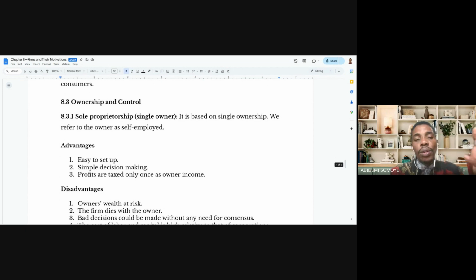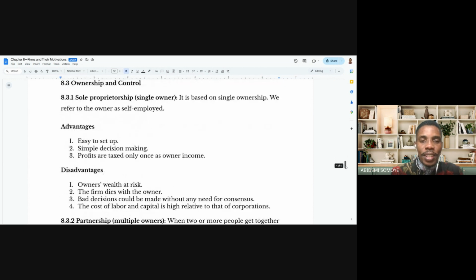So we usually call this forms of business organizations. Okay, so you can have sole proprietorship. We usually refer to a sole proprietorship as a single owner. It is based on single ownership. We refer to this person or this owner as self-employed.